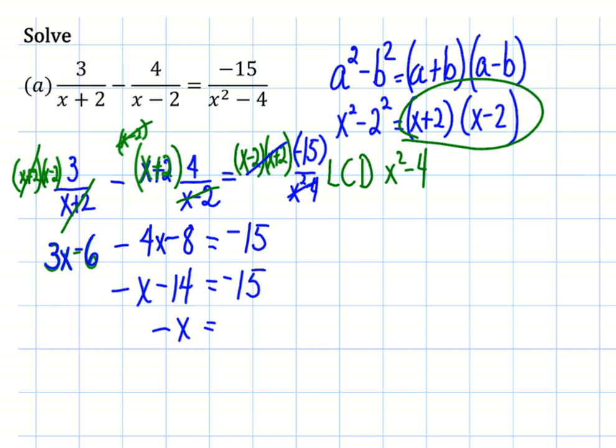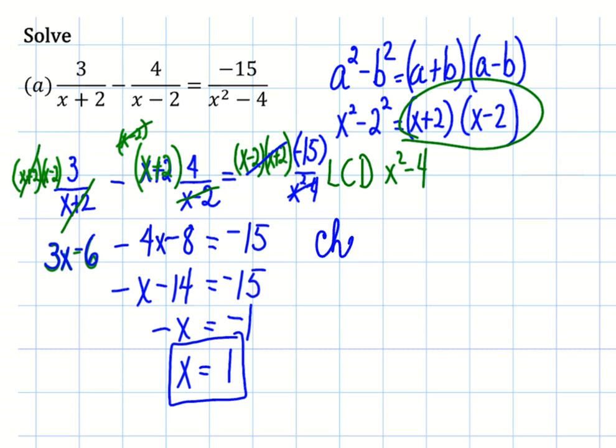When I add 14, I get a negative 1. If negative x is equal to negative 1, if I multiply by a negative 1, or you can just say the opposite, x is equal to 1. Let's check that and see if that works.